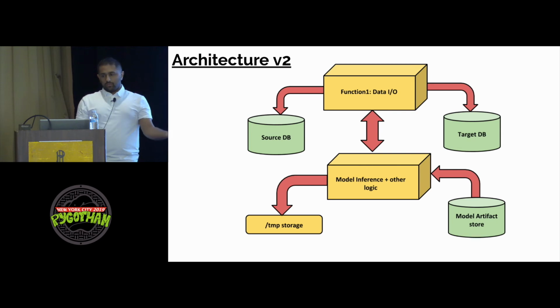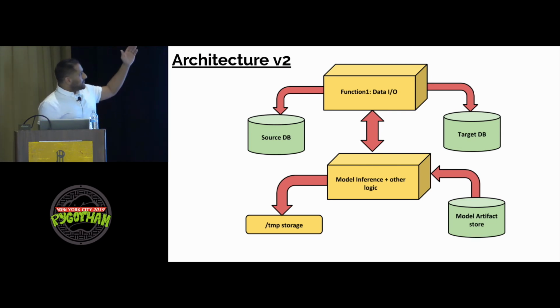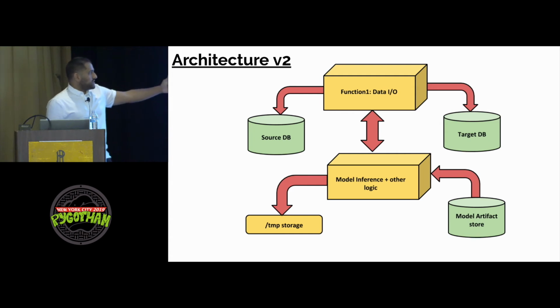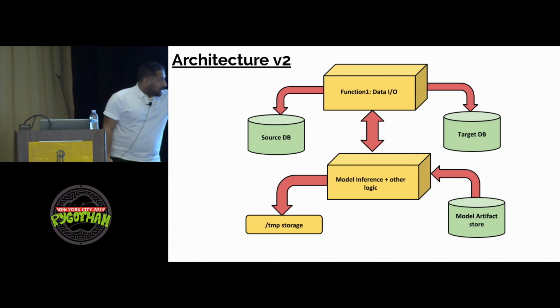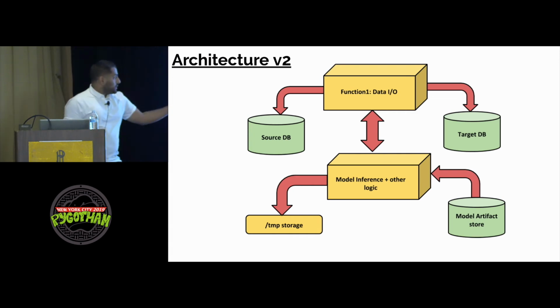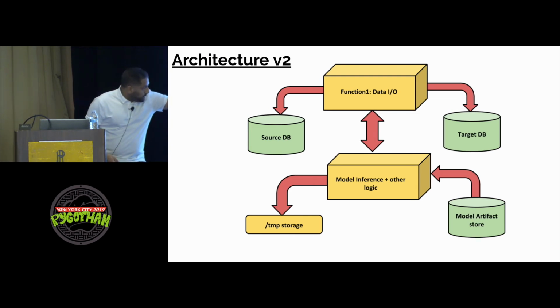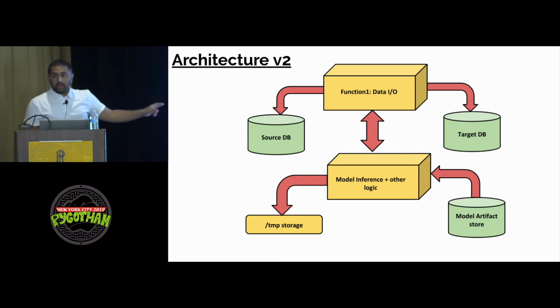So architecture 2, right? Similar to the previous one, the only modification being that now we're downloading at runtime from a model artifact store to temp storage. So each time function 2 is run, data will be picked up from the model artifact store and written to temp storage. Do you see any sort of problem with that here, or any constraints again?